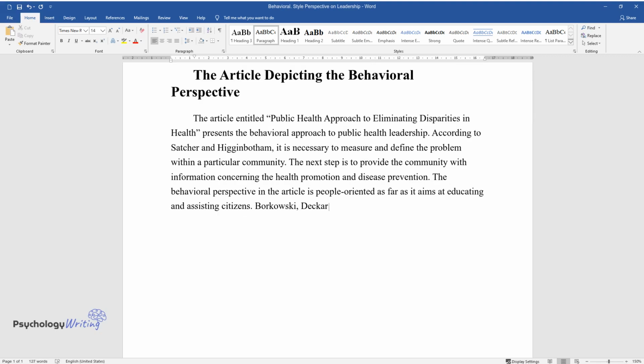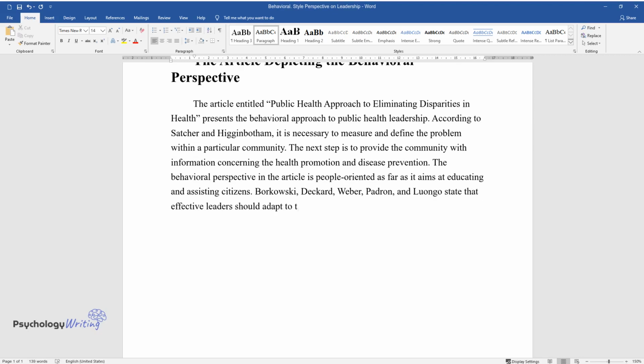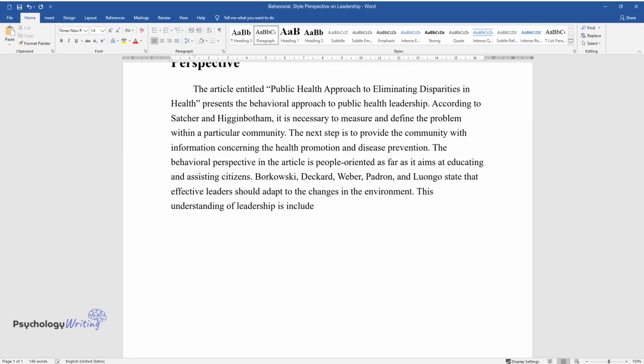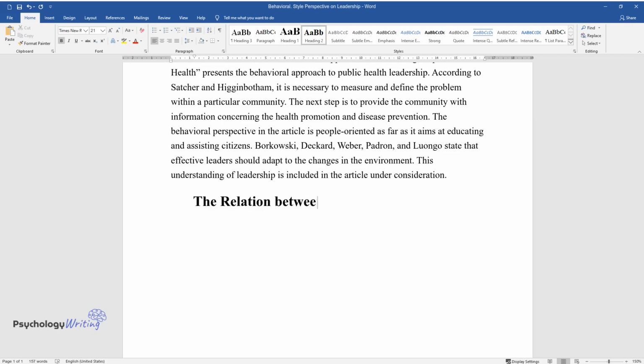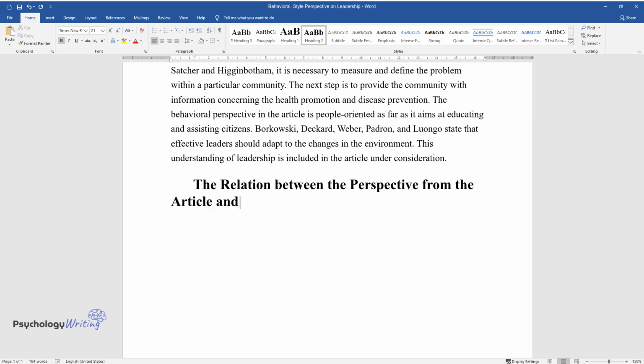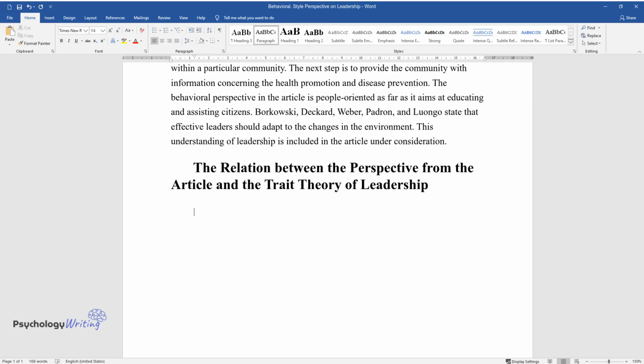Borkowski, Deckard, Weber, Padron, and Luongo state that effective leaders should adapt to the changes in the environment. This understanding of leadership is included in the article under consideration. The relation between the perspective from the article and the trait theory of leadership.